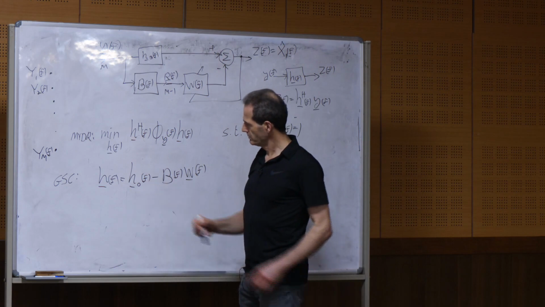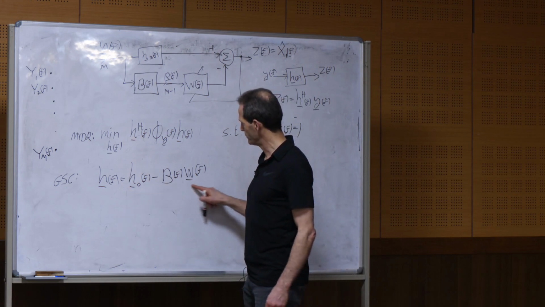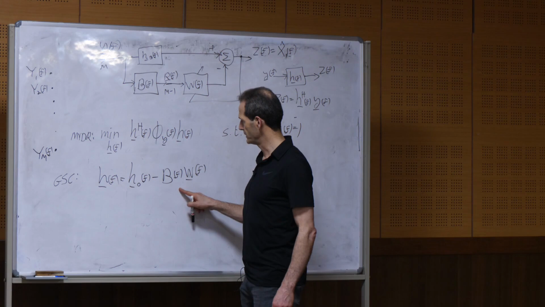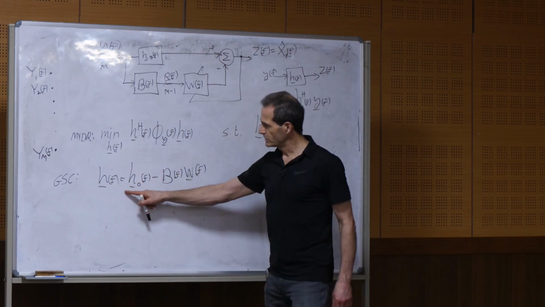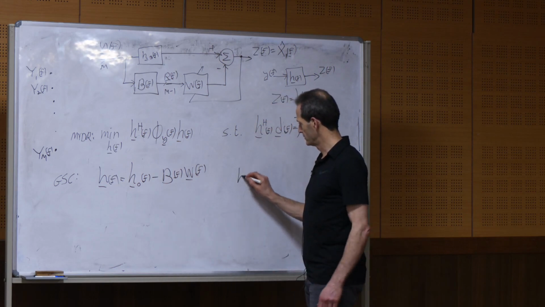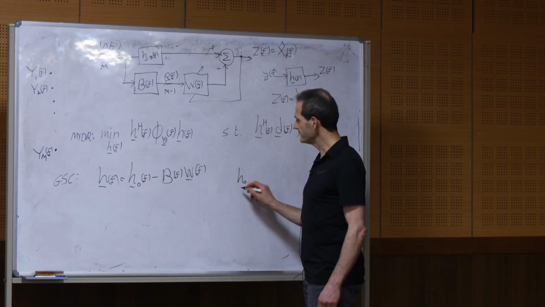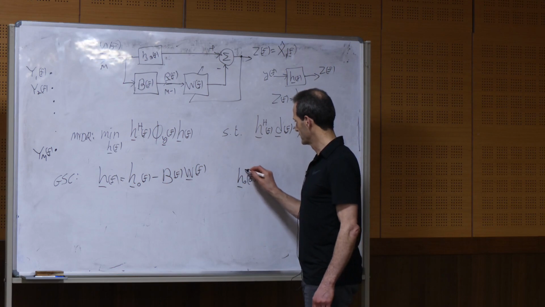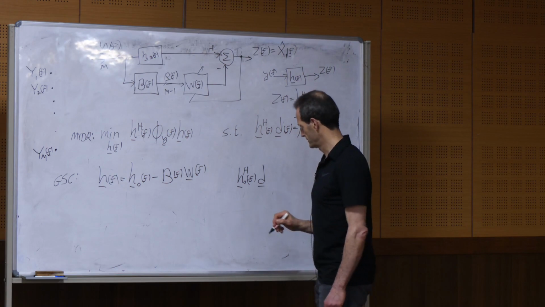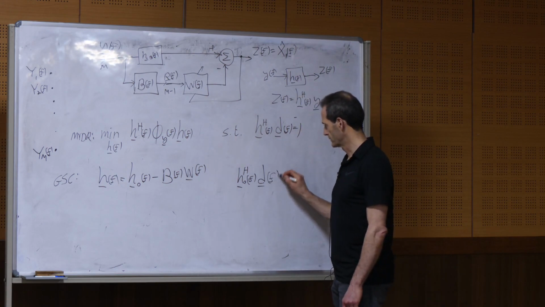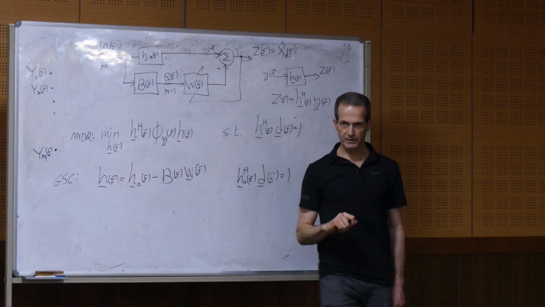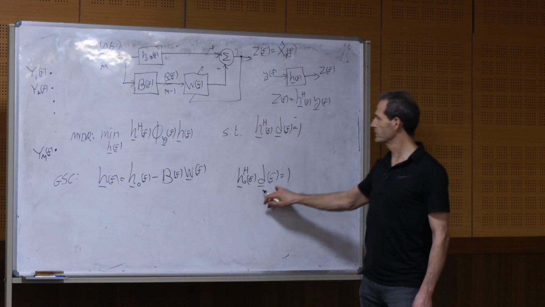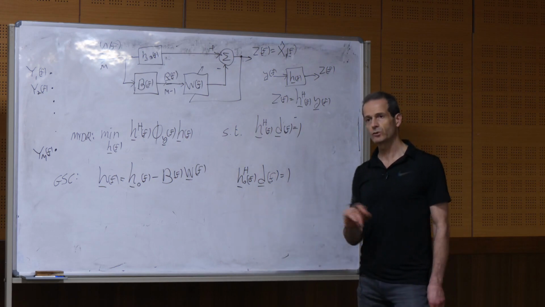So we can show how to find H0 and how to find W and how to find B. Okay? So H0 we find such that it satisfies the distortionless constraint. So H0 is any filter that satisfies the distortionless constraint.